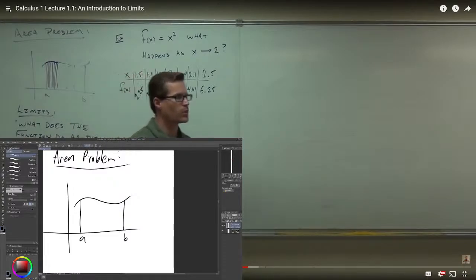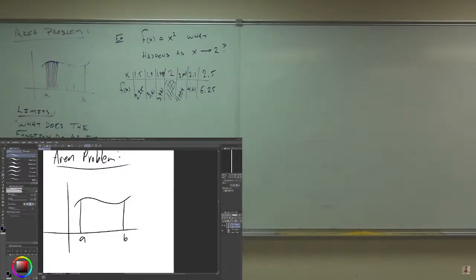It's heading towards 4. What we would say right now, this is how you write it. A couple notes about this. The function must approach the same value from both the left and the right. So this is from the right, this is from the left.